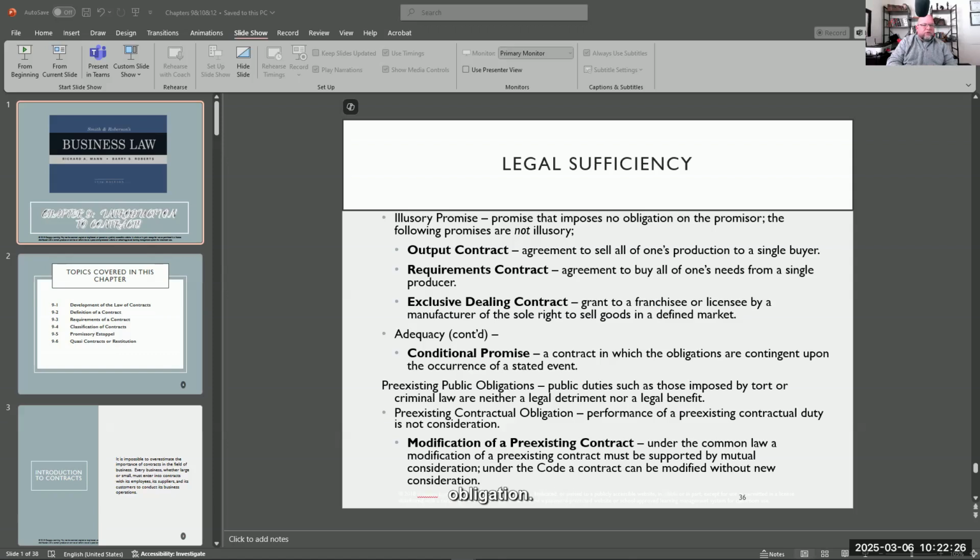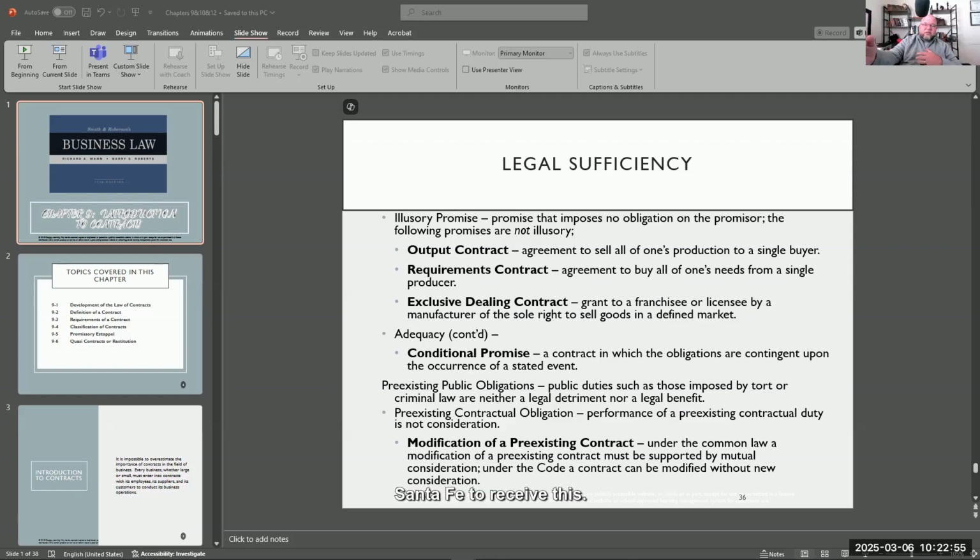Pre-existing contractual obligation. I'm under contract with Santa Fe to teach you about business law. I cannot then enter into a contract with you personally to do this and you pay me extra for it, because I'm already under contract to do it. I have a pre-existing contractual obligation to teach you business law. So I cannot enter into a separate contract with you for the exact same thing I'm already doing that you've already paid for.